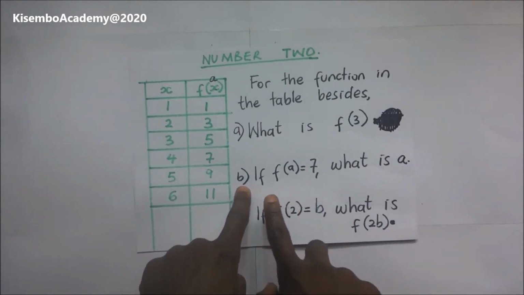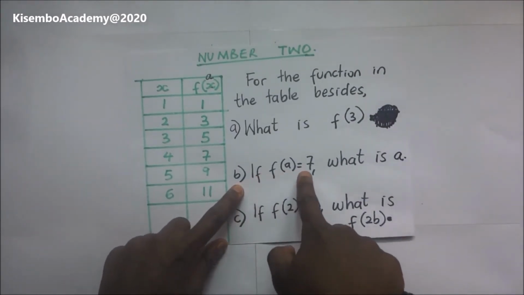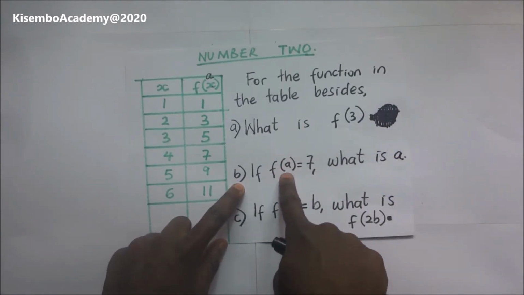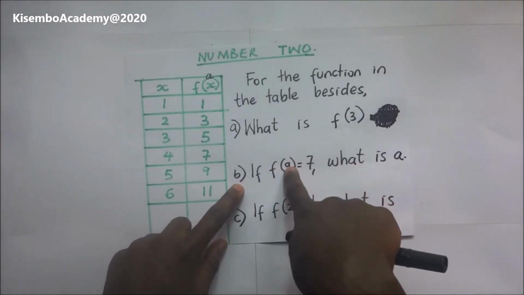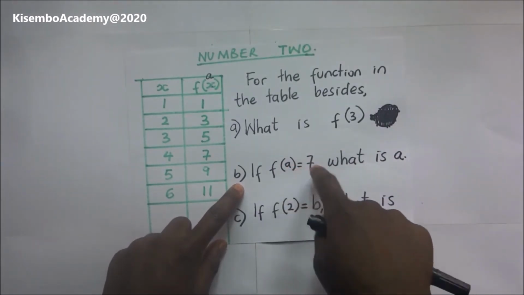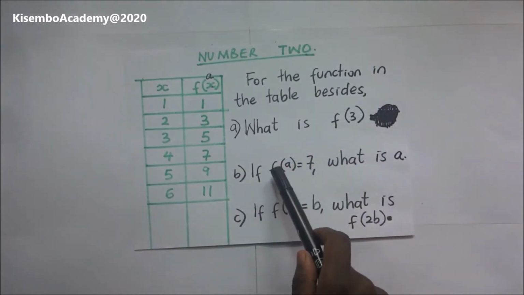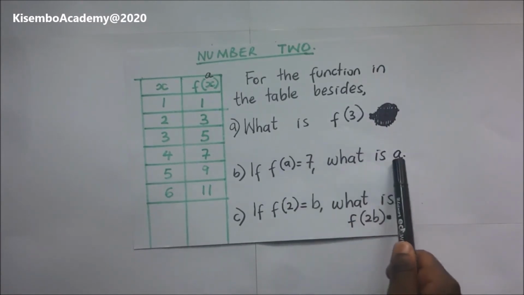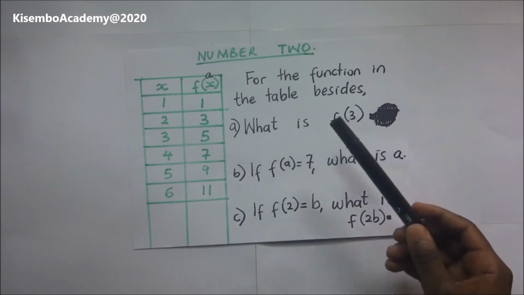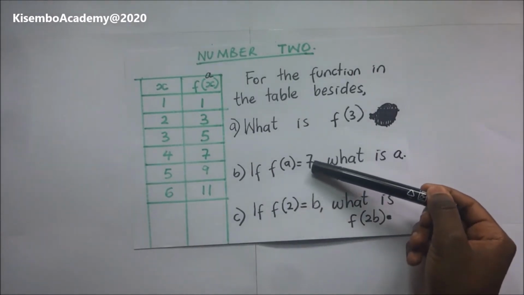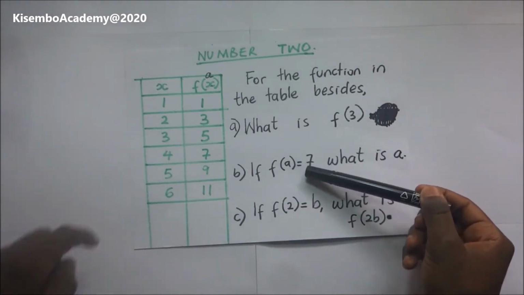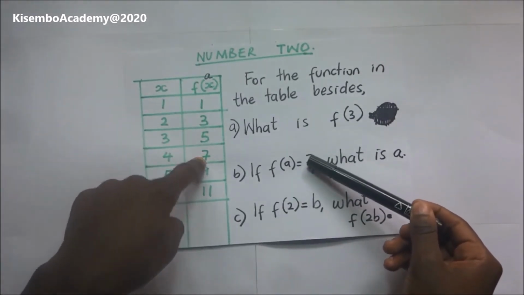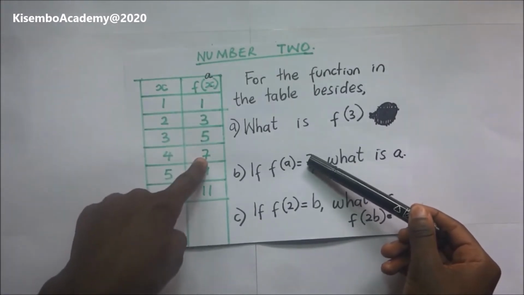If I may go to part B, if f of A is equal to 7, what is A? We are being told that when the value of x is A, the answer we get is 7. So what is A? For us to get to the value of A, it means we need to find where the value of the function is 7. If you come to our table, where f of x is 7 is right there.